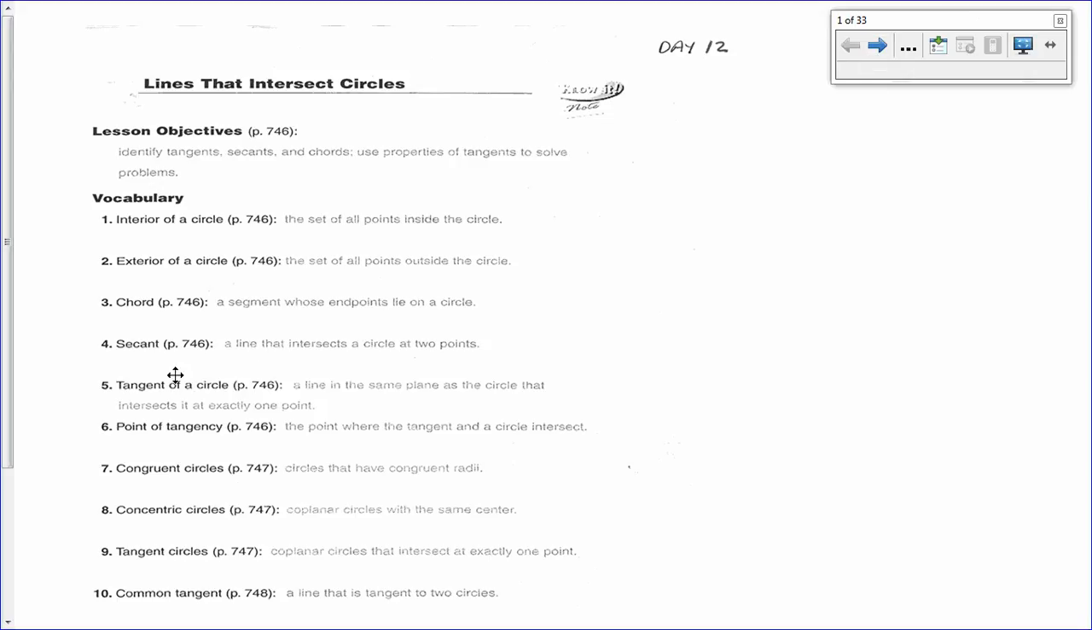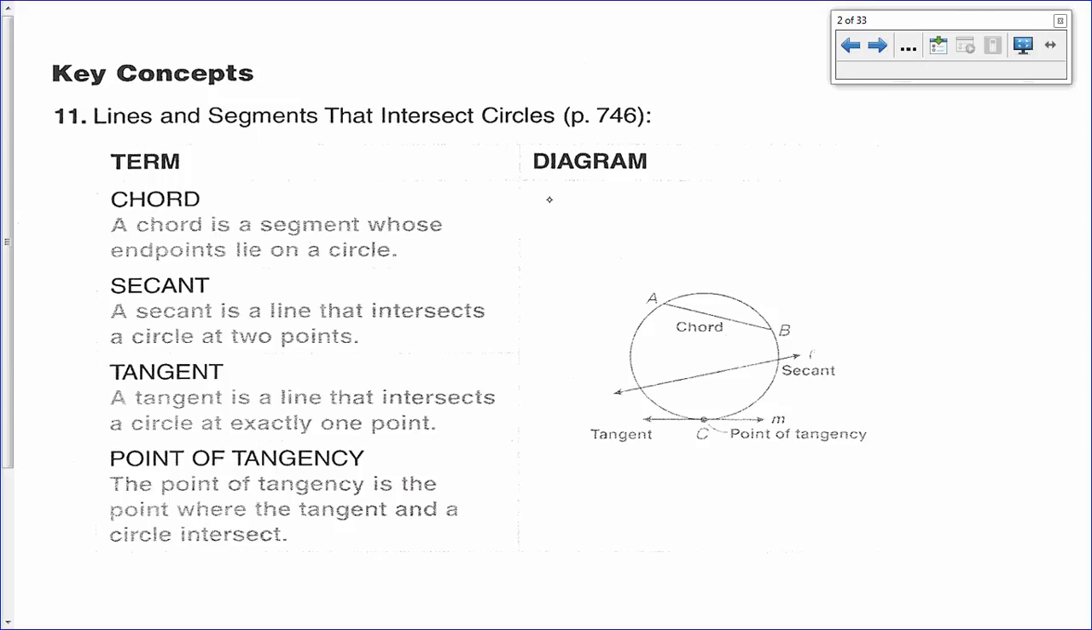So on page 1, read through the vocabulary. Make sure you understand what all these are. Interior of a circle, inside the circle; exterior of a circle, outside the circle. A chord. Actually, I'm not going to draw them because they're on the next page. So here's chord, secant, tangent, point of tangency. Congruent circles are circles that have the same radii. That's important. We'll talk about concentric, tangent circles and common tangent on the next page. There's actually drawings for you.